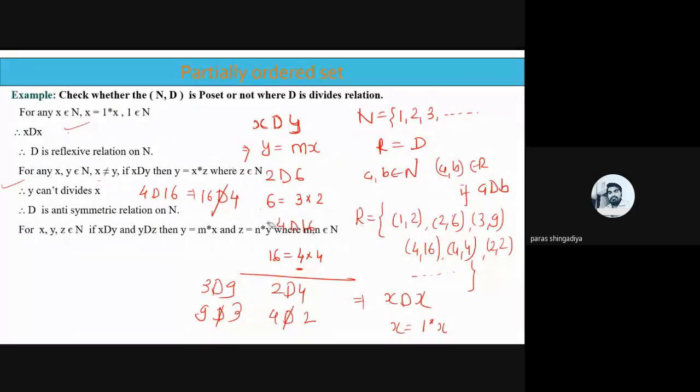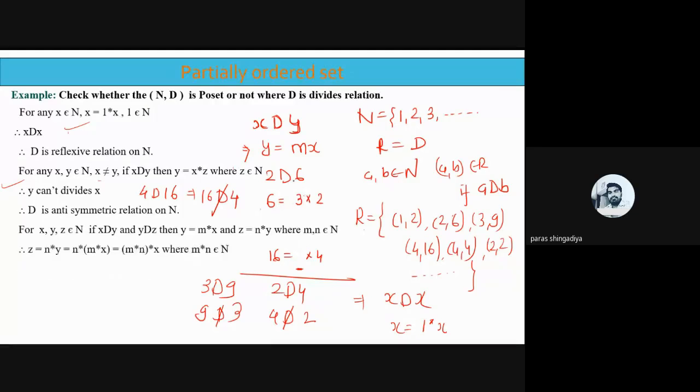So let us prove whether it is transitive or not. We'll consider three numbers from the natural numbers x, y, z, and if x divides y, means (x, y) belongs to R, and y divides z, means (y, z) belongs to R, then based on these two conditions we'll say that (x, z) also belongs to R, means x divides z. So x divides y, y divides z, then y is equal to mx, z is equal to ny, where m, n belong to N.